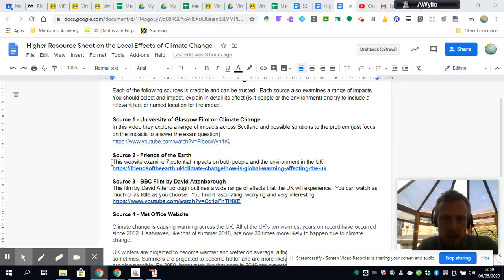If you use this website, you've then got a nice source that's got 7 potential impacts across the whole of the UK, and that's provided by an environmental agency, Friends of the Earth. And you can use a couple of pieces of information from there.